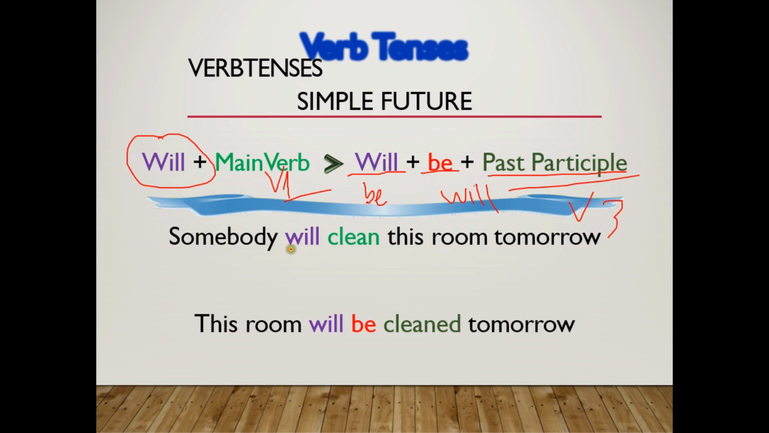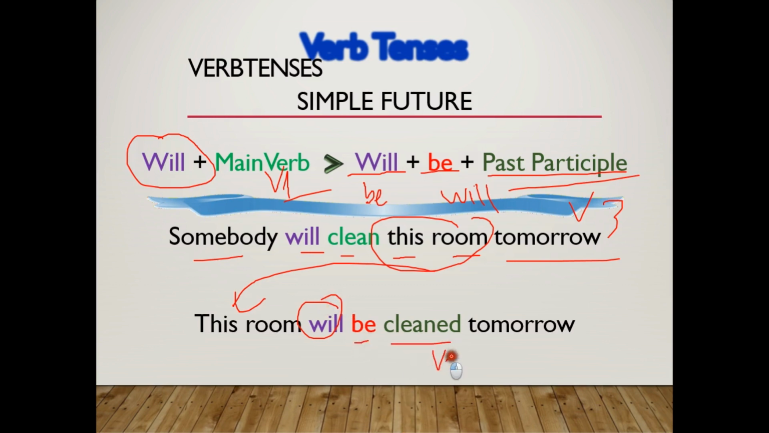Okay? Let's take a look at the example. This is the active voice. Somebody will clean this room tomorrow. Somebody will clean this room tomorrow. Let's take a look. Let's change this one. This room, okay, remember, will be, okay, cleaned. This is verb 3 plus adverb. Okay, tomorrow. Adverb.